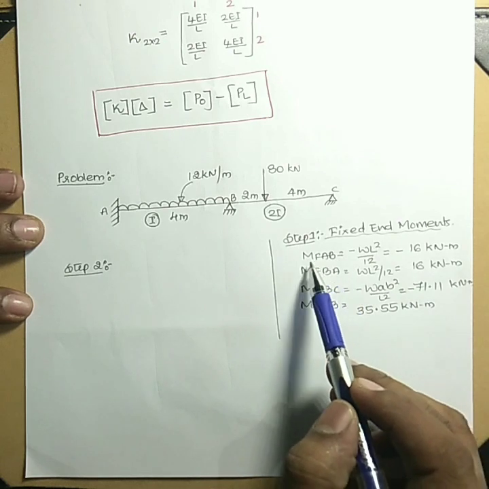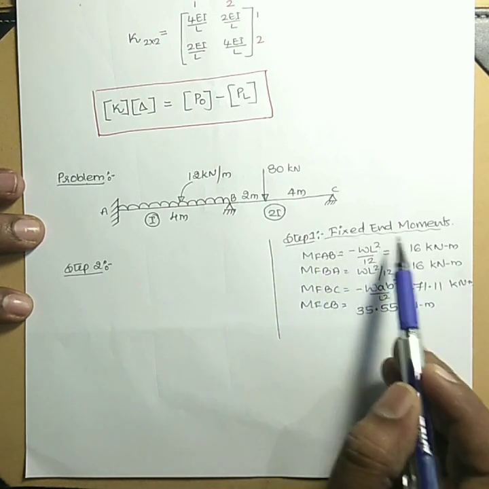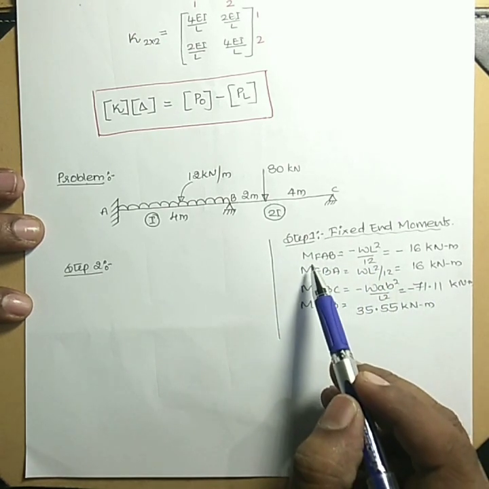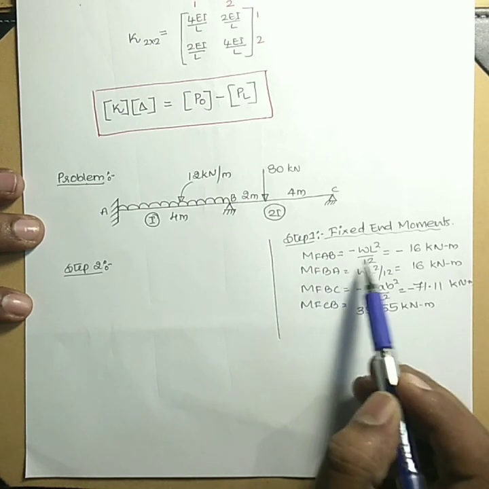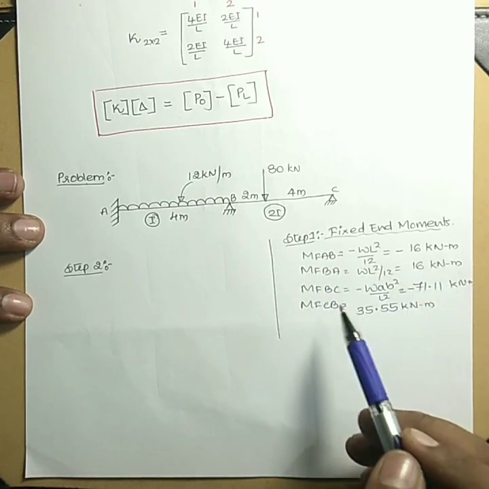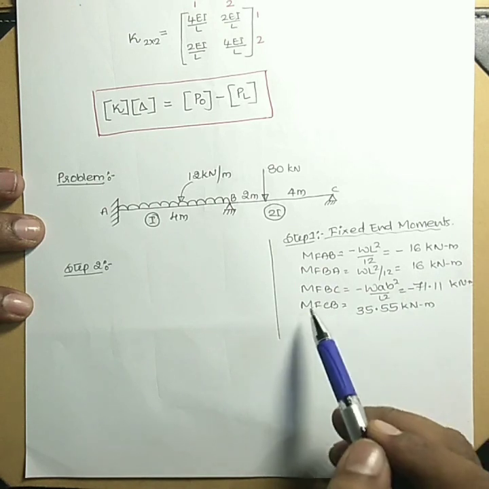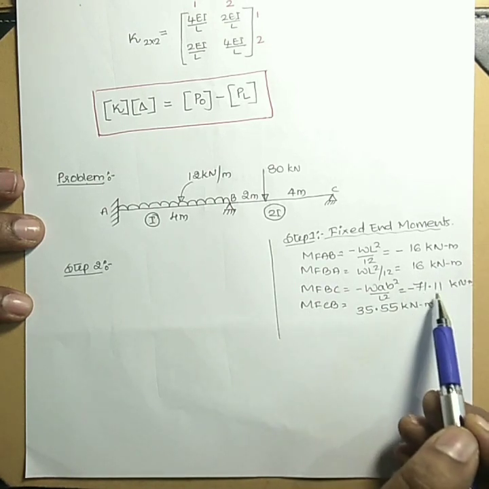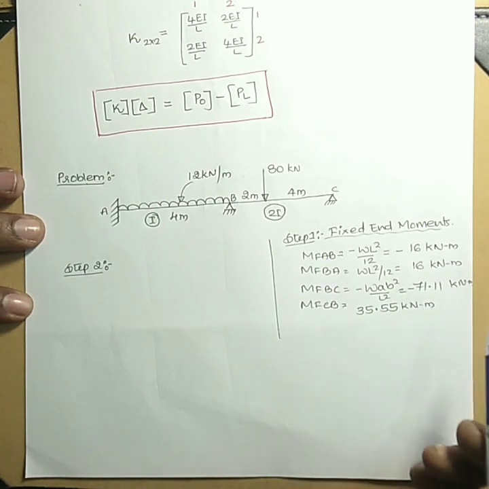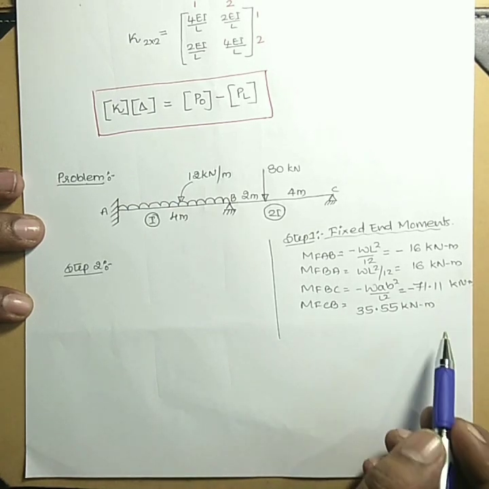So always the first step is calculation of fixed end moment. So when you go with the fixed end moment, MFAB is minus WL square by 12 and it's equal to minus 16, MFBA is 16, MFBC is minus 71.11, and MFCB is 35.55 kilonewton meter.